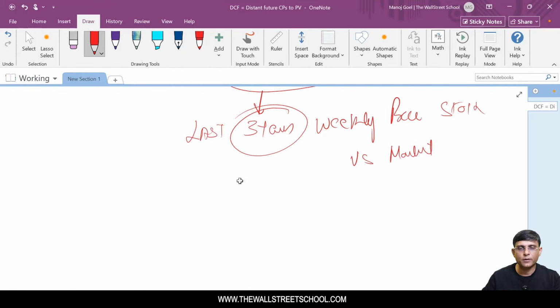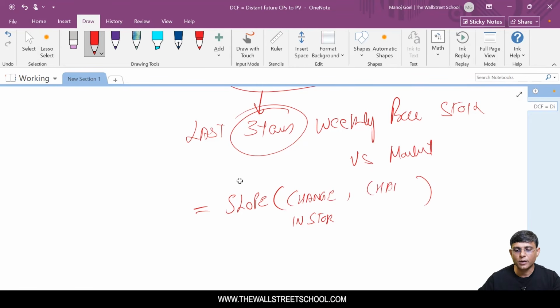Now, how do we calculate this volatility? We have a very simple formula in Excel to calculate beta. We use the SLOPE function here. So SLOPE, change in stock, comma, change in index. Index is what? Nifty 50. So you have to use this function. I'll show you how we can use it. Slope, change in stock versus change in index. And you have to link all the 3 years of changes. This way you can get beta.